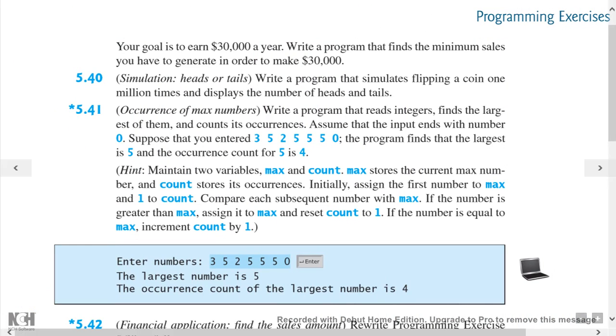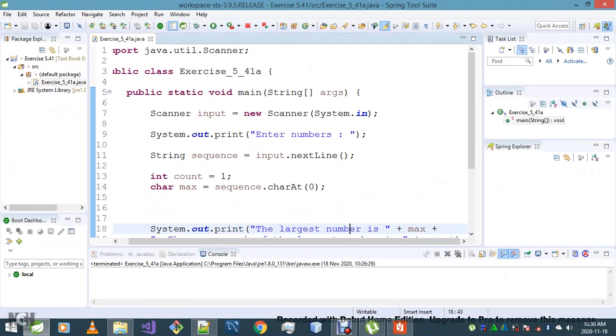We gotta write a program that reads integers, finds the largest of them, and counts its occurrences. Assume that the input ends with number 0. Suppose that you entered that, the program finds that the largest is 5 and the occurrence count for 5 is 4. They also gave us this hint here at the bottom. You can pause and read it through yourself, okay? I'm not gonna do so. Let's jump on to it.